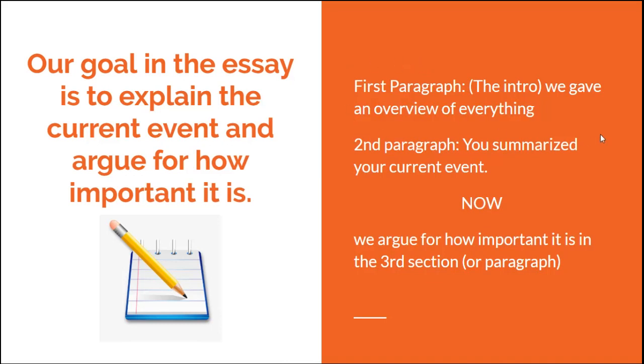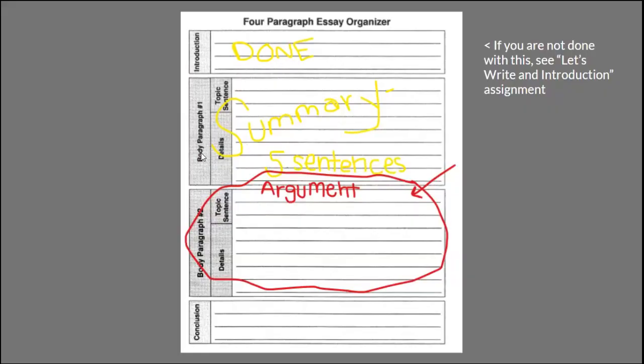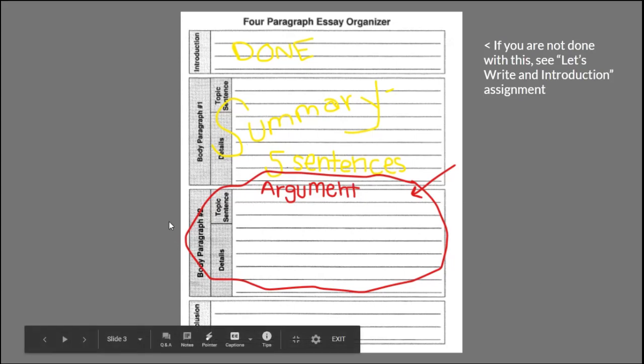So, in the first paragraph, which was the intro, which we looked at last week, we gave an overview of everything. In the second paragraph, we wrote 5 sentences that summarized the current event. Now we are working on the third section, the argument for how important it is. If you were to look at a graphic organizer, it would be this part right here.